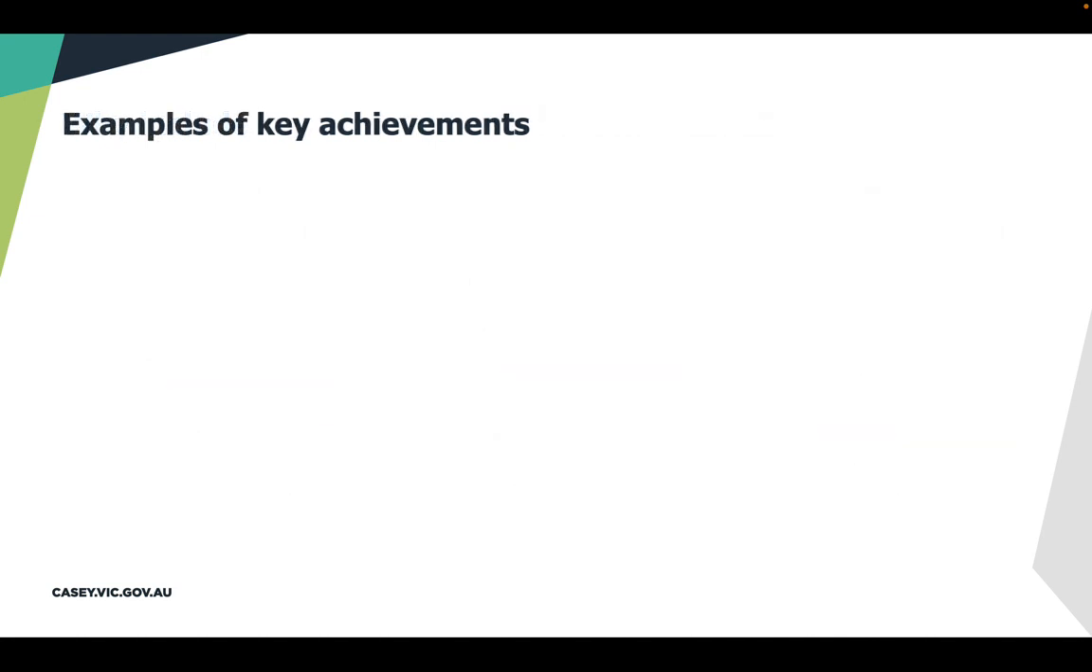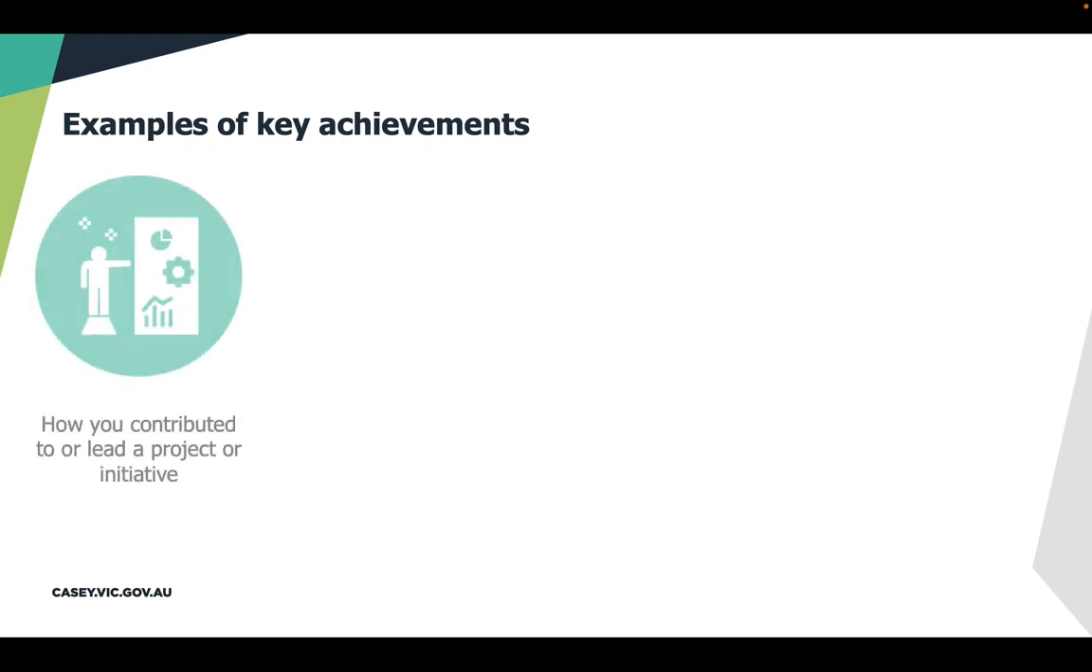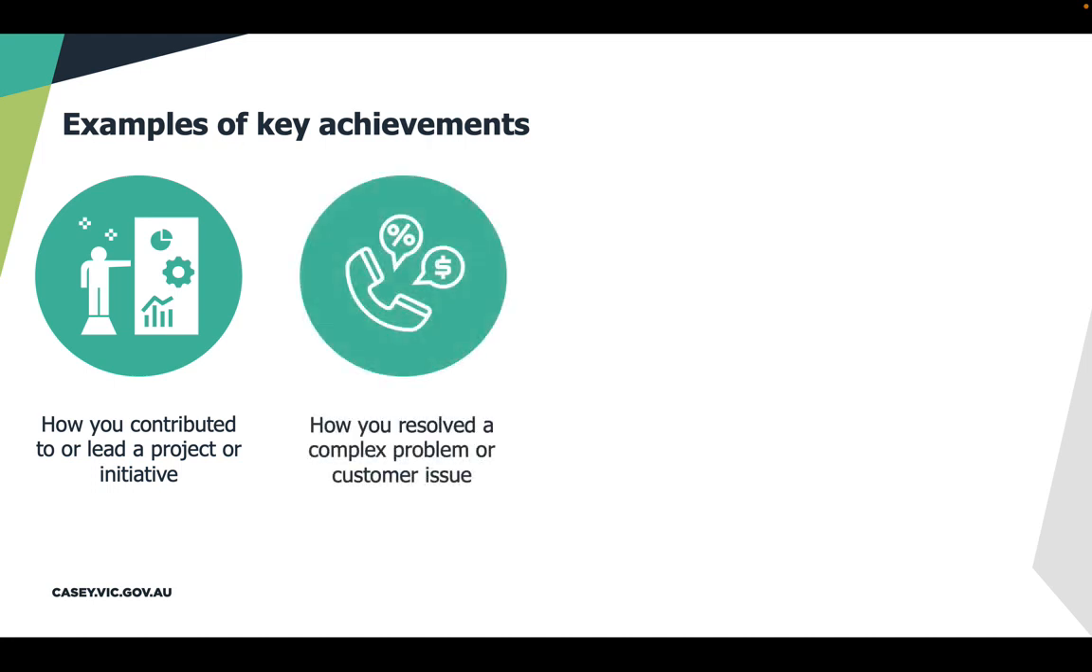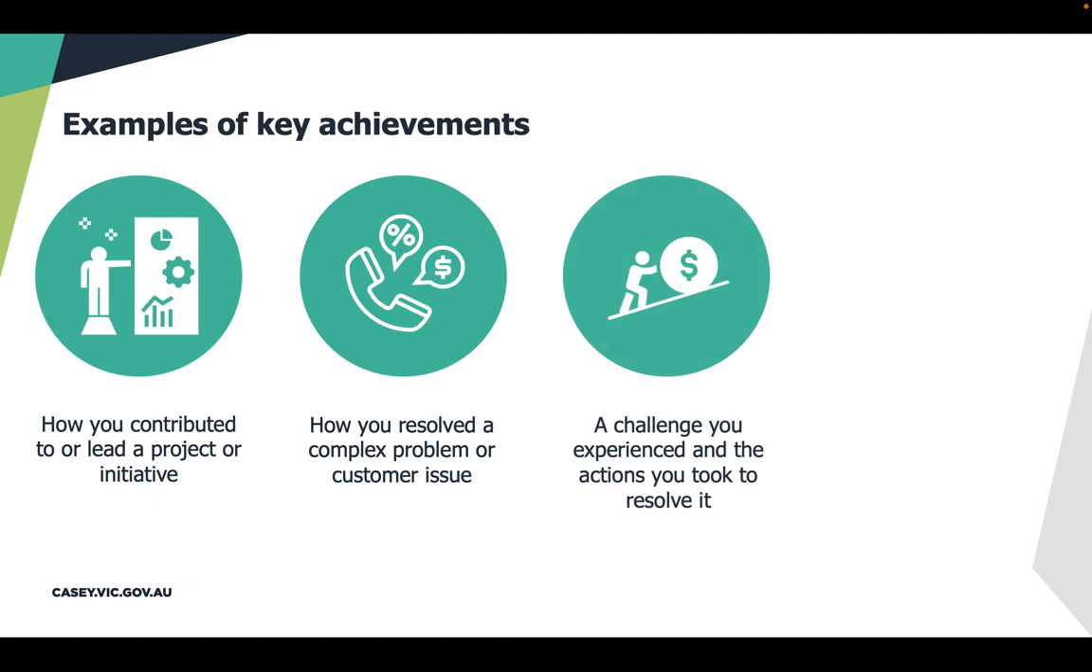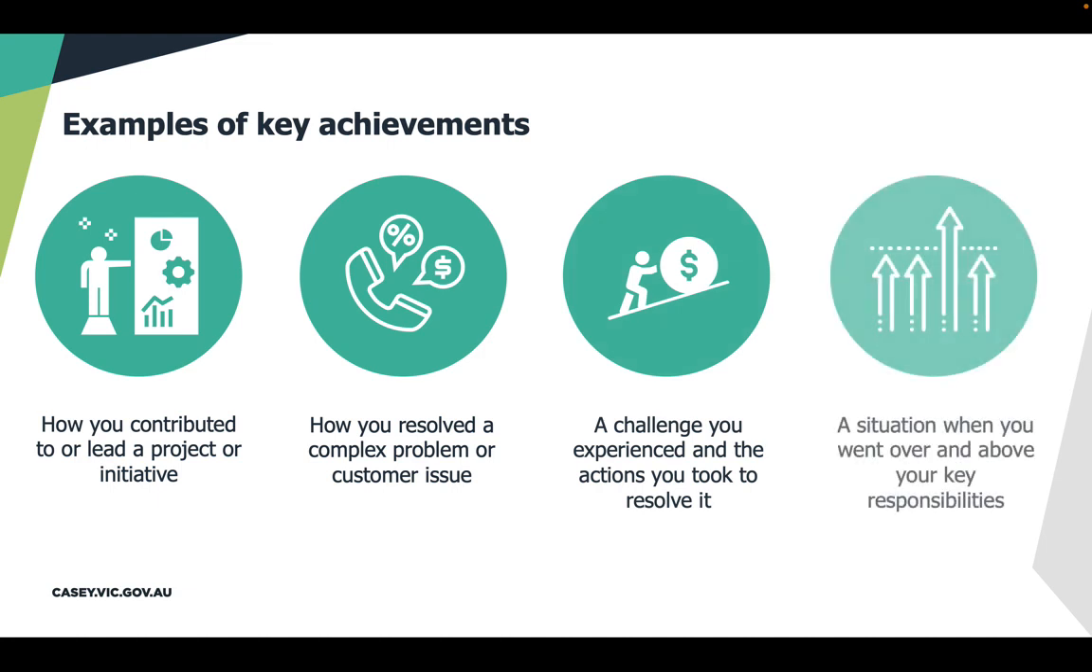Key achievements can vary depending on the type of positions you've held. Some examples of key achievements include information about how you contributed to or led a key project or initiative, how you resolved a complex problem or customer issue, a challenge you experienced in your work and the actions you took to resolve it, a time when you went over and above your role requirements. Including at least one similar example for each role gives the hiring manager more insight into your professional success.